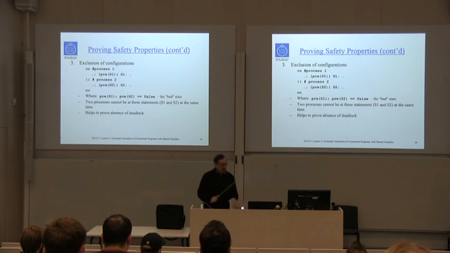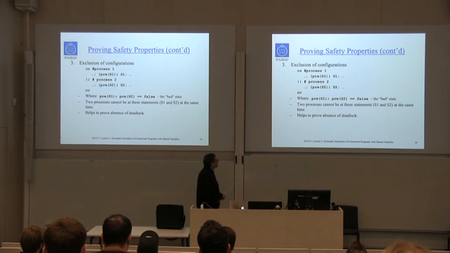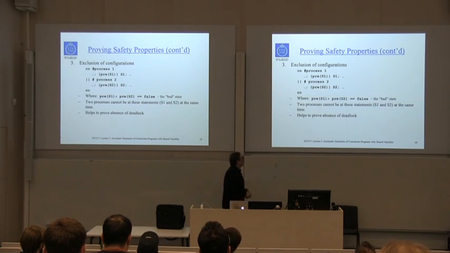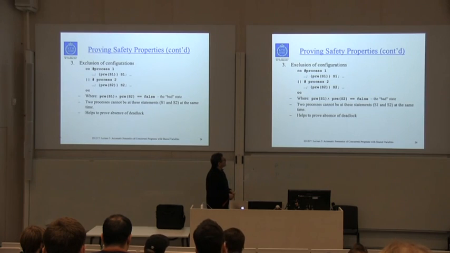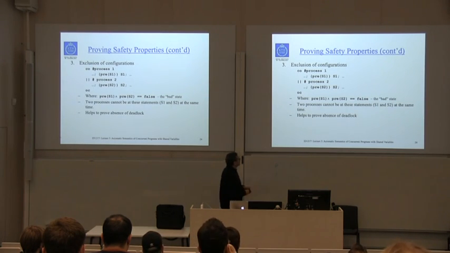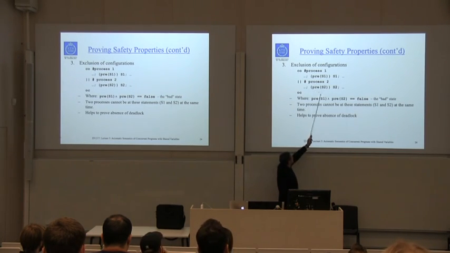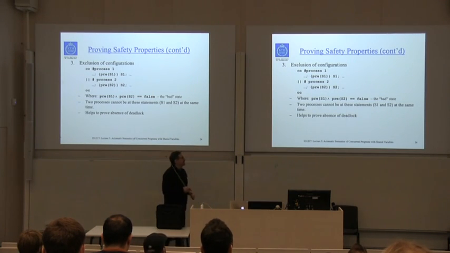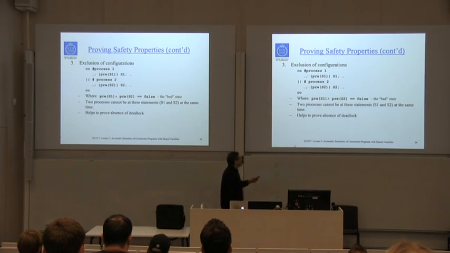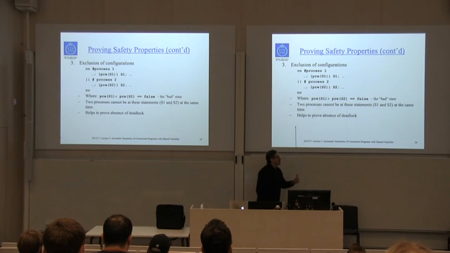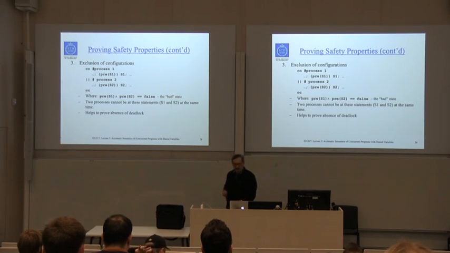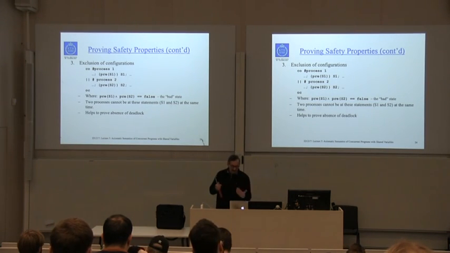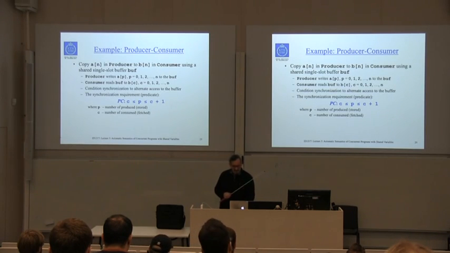One more way of proving, number 3, is exclusion of configurations. Here you might describe a precondition here and a precondition here, and say that if they both occur at the same time, then it's bad, and you need to prove whether this is really the case or not. Now it sounds a bit abstract. Let's go to an example, and then it might become clearer.